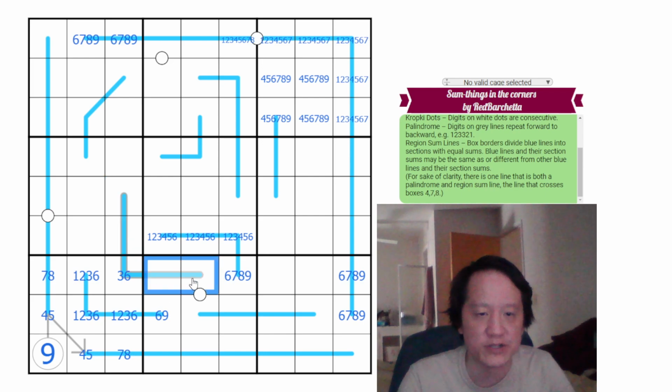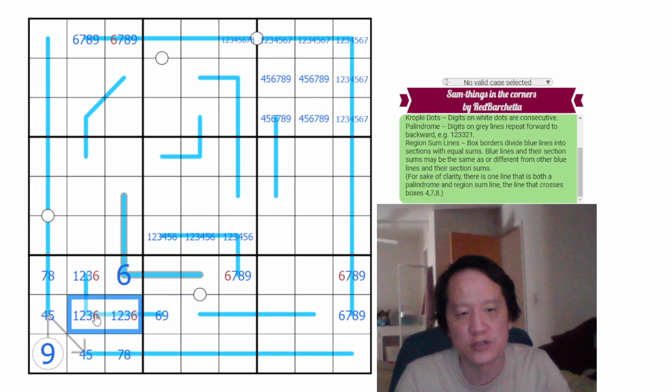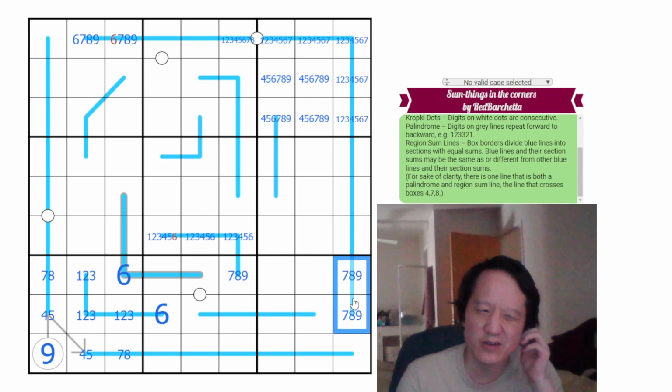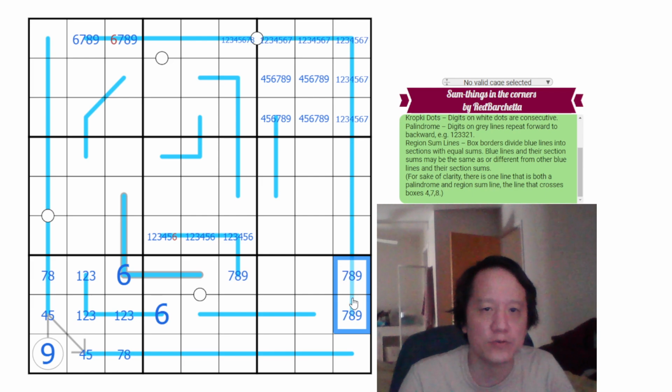And the same reasoning here. This can't be 1, 2. And it's a palindrome, so we know it can't be 1, 2. Therefore, this has to be 6. Which means this can't be 6. So this becomes 1, 2, and 3. Therefore, this has to be 6 also. So these can't be 6. This can't be 6. So this has to be at least 7. Well, it could be 7, 8, 7, 9, or 8, 9. We don't know which.